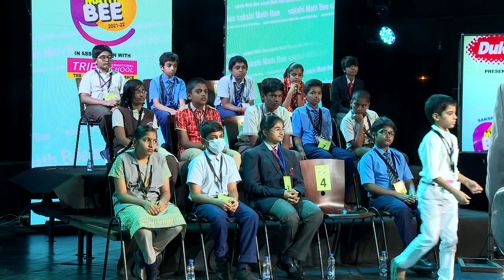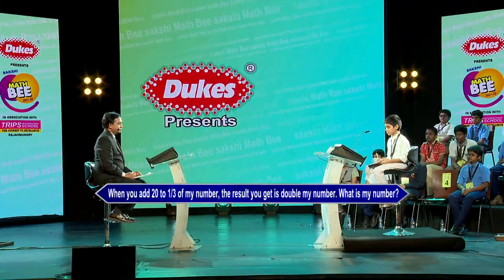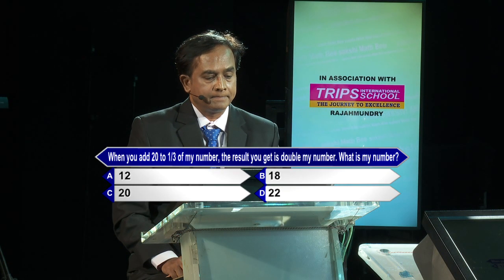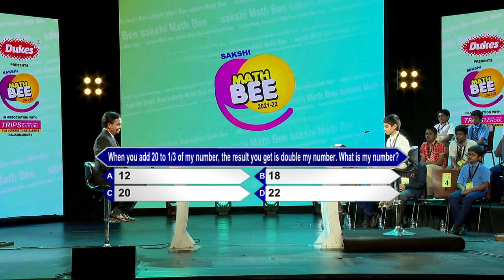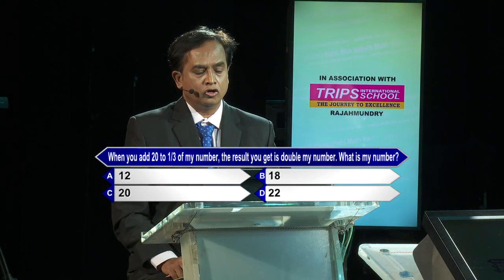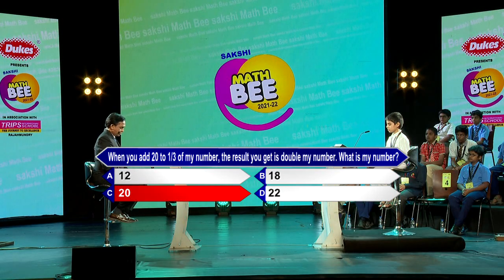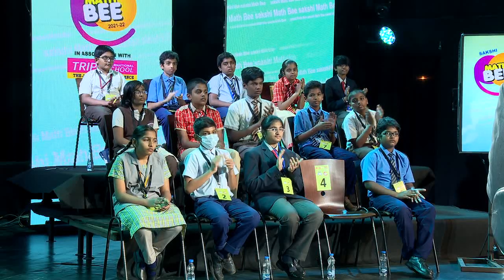I would now like to call upon Satvik from Murli Upper Primary School, Kadapa. Can we have the question, please? When you add 20 to 1 by 3 of my number, the result you get is double my number. What's my number? Options are A 12, B 18, C 20, D 22. Option C. Kindly lock option C 20. Oh, I'm very sorry. Option C is the wrong answer. Option A 12 is the correct answer. Brilliant work, Satvik. Really impressed.